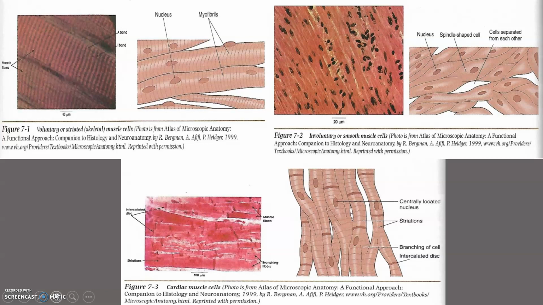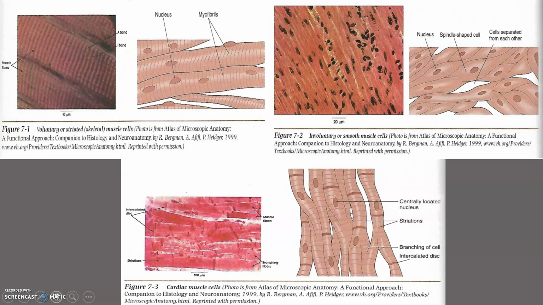In this slide, you can see pictures of skeletal, cardiac, and smooth muscle as they appear under a microscope. In figure 7.1, you have a skeletal muscle cell. In this, you are able to see alternating light and dark bands, and those bands are what give skeletal muscle cell their striped appearance. In figure 7.2, you see involuntary or smooth muscle cells.